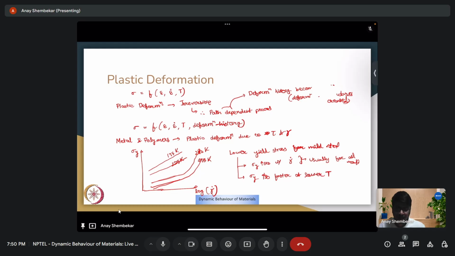So you can see that in terms of plastic deformation, we have yield stress as a function of strain rate. Even that itself has a trend, both in terms of the rate of deformation, shear strain rate, and your temperature.